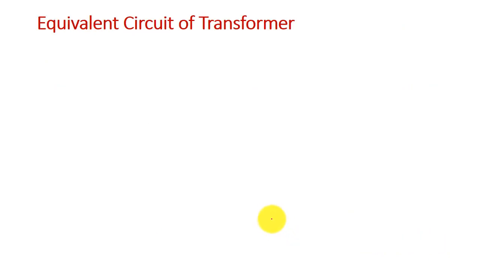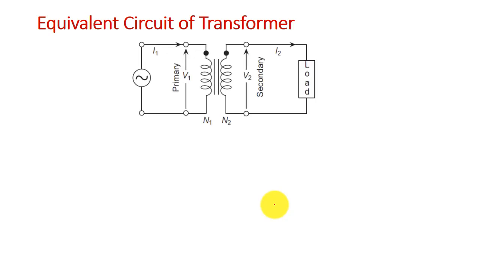So, now let us see the equivalent circuit of the transformer, and using the equivalent circuit we will see how the fault current is determined. This we already know: this is your primary side, this is your secondary side, and the numbers of turns are N1 and N2.